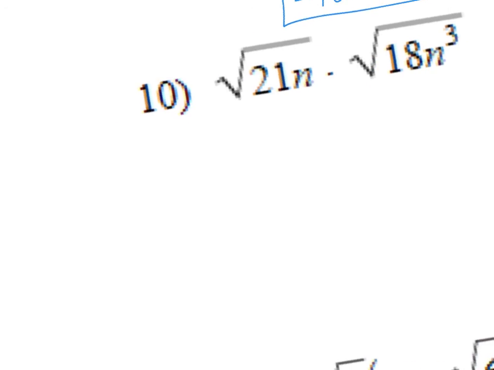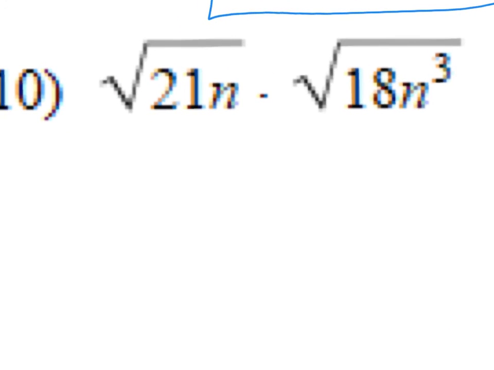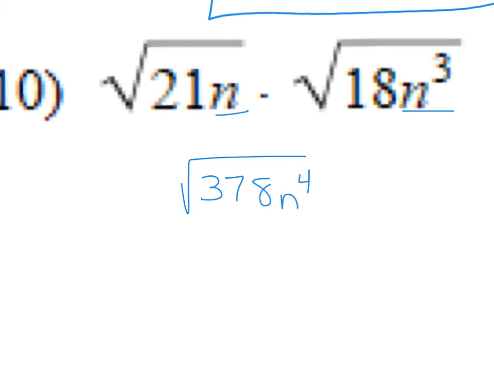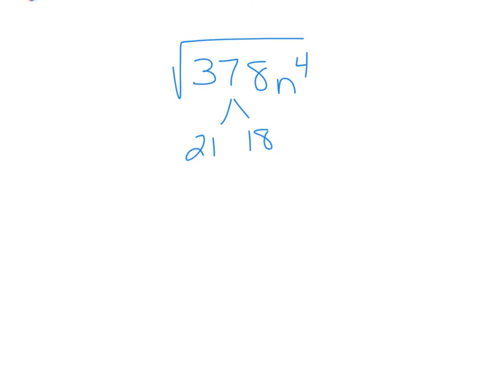Okay, number 10. All right, so we're going to have to go ahead and multiply 21 times 18. So I'm going to get the square root of 378. Now I'm going to put together my variables. Again, side by side, we're going to add, so it's going to be n to the 4th. All right, so now I know that this will break down to 21 and 18 because that's what I multiplied to get there. So now the 21 will go to 3 and 7. The 18 will go to 2 and 9, and then 3 and 3.